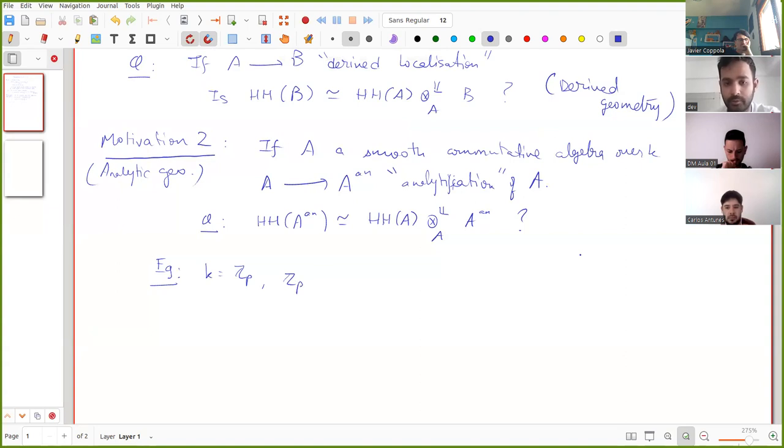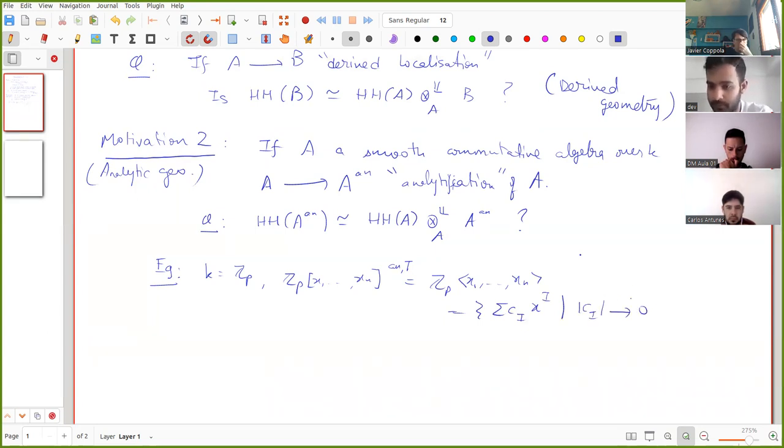Then an analytification of, say, the polynomial rings is, well, let's take the Tate analytification. This is given by convergent power series. So this is just a collection of power series such that the norm of this converges to 0. And this is just the p-adic norm.